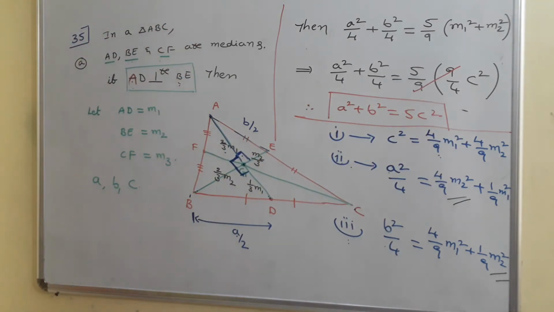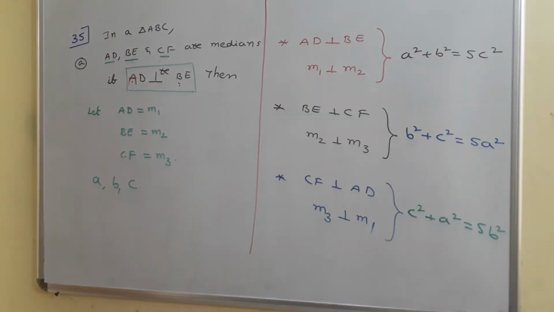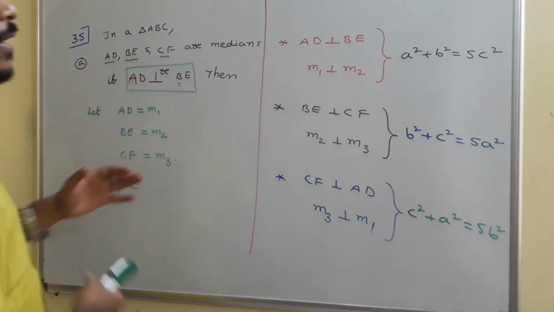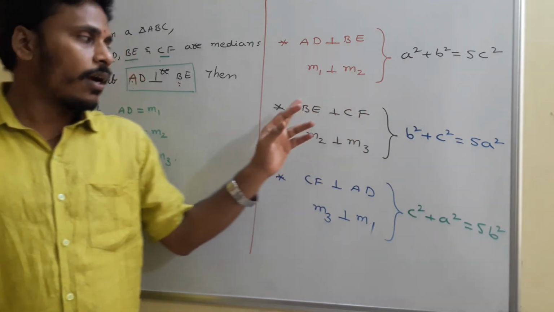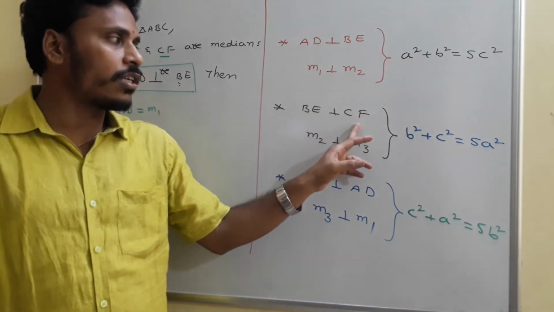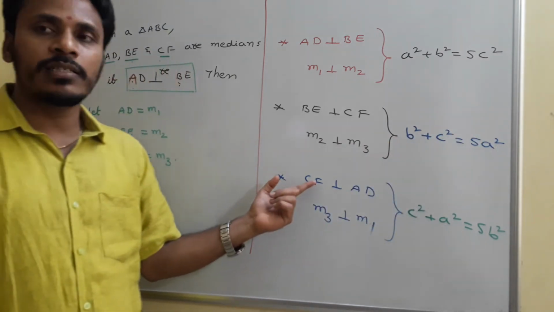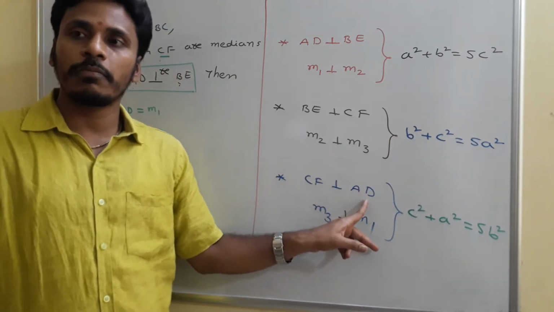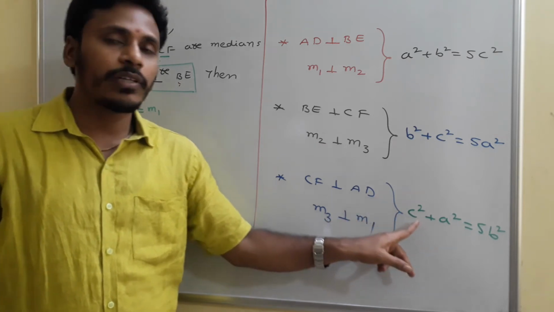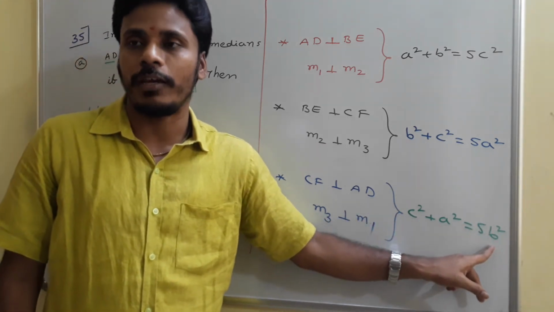Okay, just have a look. Once again, just look at the problem. If AD is perpendicular to BE, then we have that a square plus b square is equals to 5c square. And similarly, if the second median is perpendicular to the third median, that means BE is perpendicular to CF, b square plus c square is equals to 5a square. And if the third median CF is perpendicular to the first median AD, then in that case we have that c square plus a square is equals to 5b square.